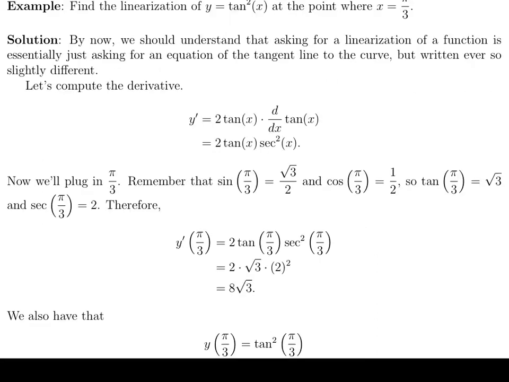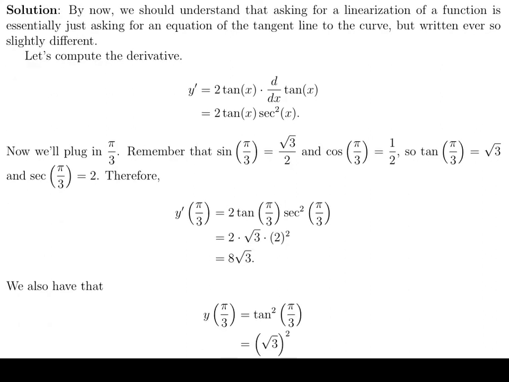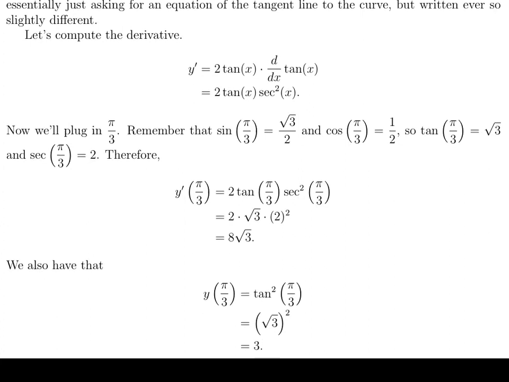Now we also have to plug in pi over 3 into the original function to see what we get. So y of pi over 3 is just tangent squared of pi over 3. That's square root of 3 quantity squared. So we get 3. So now we can take all this and plug it into the formula for the linearization.